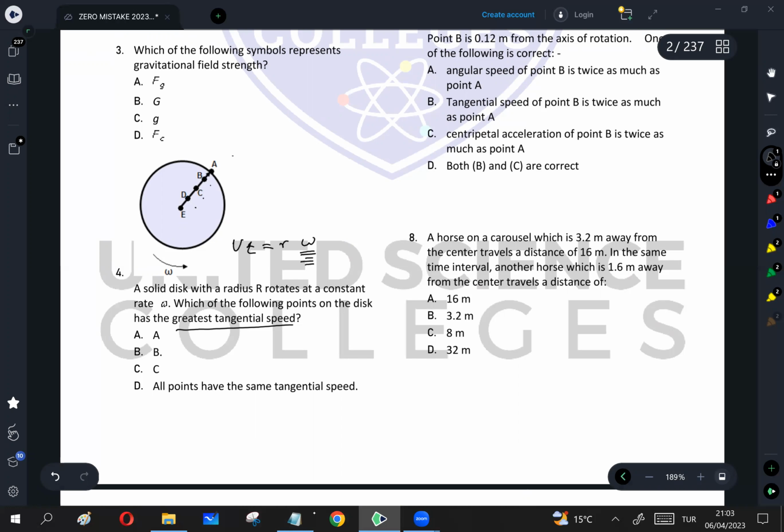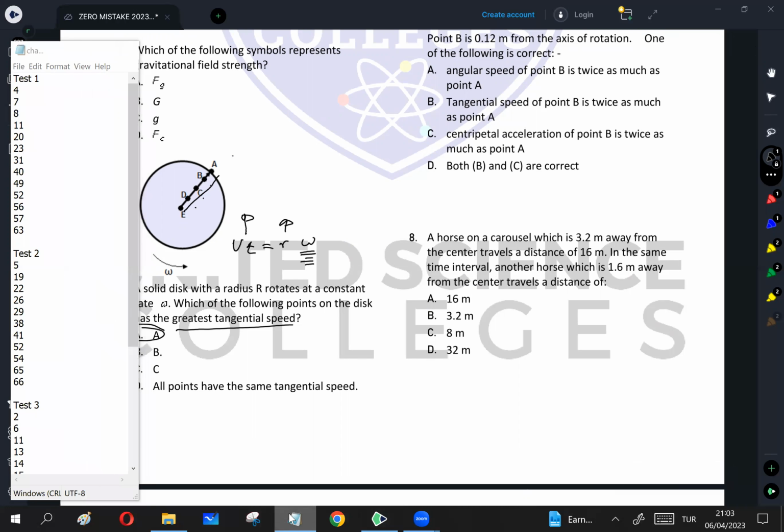Because omega is the same for all points, the greatest r will have the greatest tangential speed. Of course, point A has the greatest radius. That's why point A will have the greatest tangential speed. Next question, question number 7.